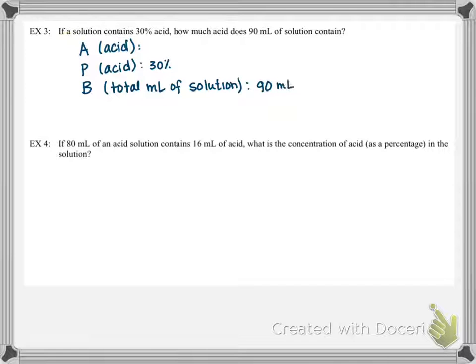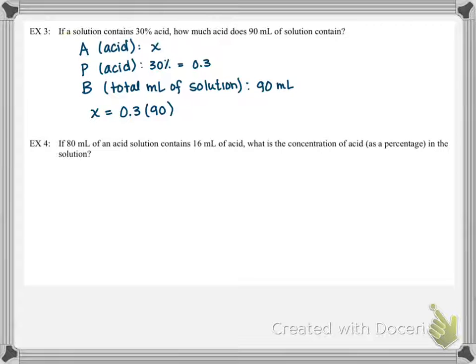So is A just X? Yes, and so we don't know how many milliliters of acid we have, and so that's our unknown. And then our equation is A, which is X, equals our percent times our base.